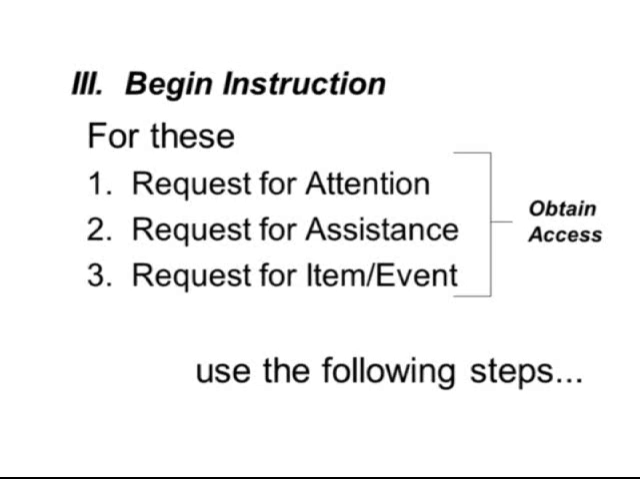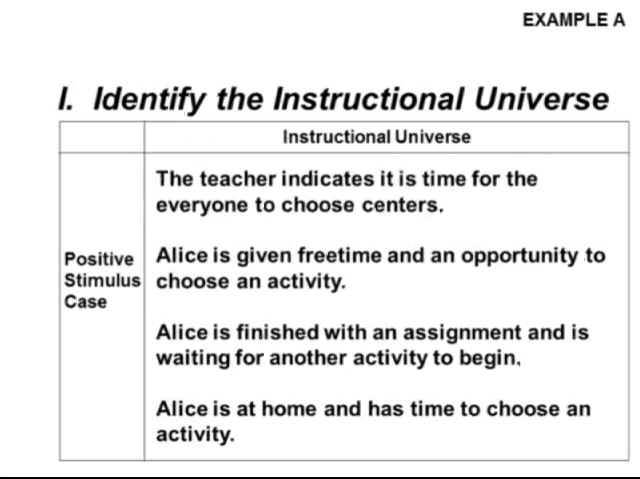Whether the student is trying to get access to attention, assistance, or some kind of item or event, the way that we would teach the communication or alternative skill is very similar, and we'd follow very similar steps. The first thing we do is we identify the instructional universe. In other words, what are the situations in which it's appropriate for the person to use the skill? We call these positive examples, and they represent our positive stimulus case.